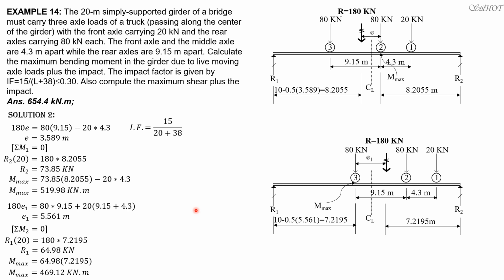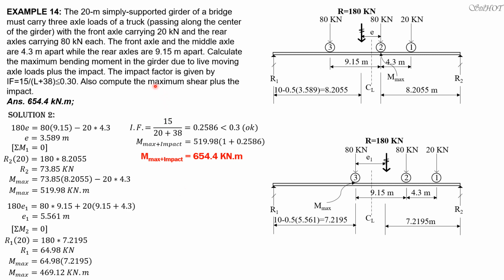So let's solve for the impact factor, which is equal to 15 over L, 20, plus 38, so 0.2586, which is less than 0.3. So this is the impact factor. The maximum moment, therefore, is equal to 519.98 times the quantity 1 plus 0.2586. So the impact contribution is 519.98 times 0.2586, while 519.98 times 1 is the moment due to the live loads alone without the impact. So with the impact, the maximum moment is equal to 654.4 kilonewton meter.